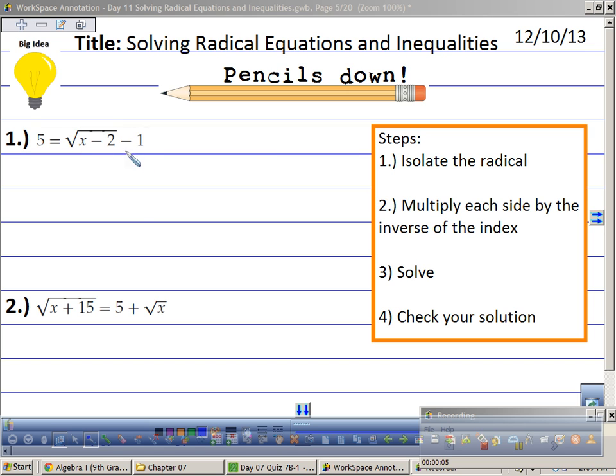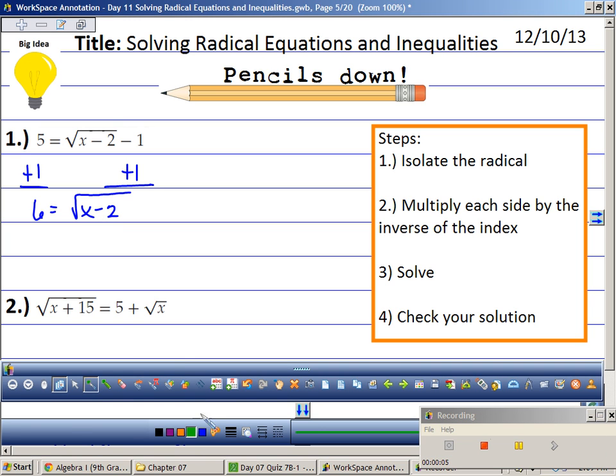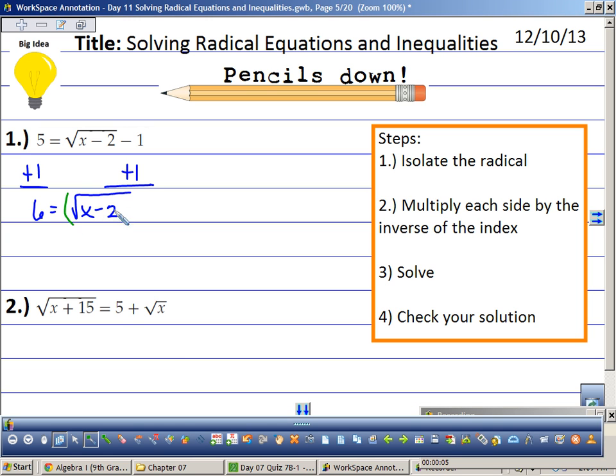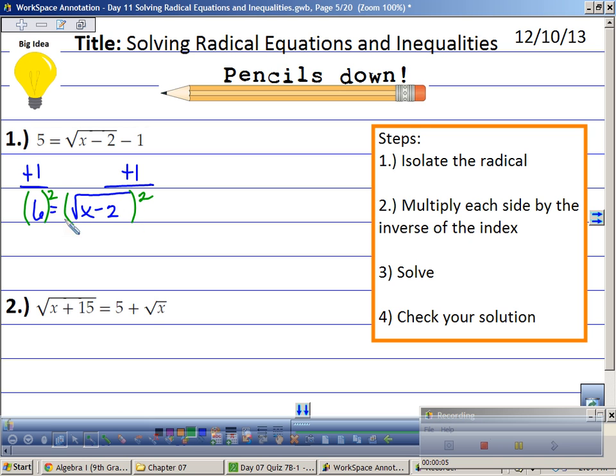In order to do this, I'm going to add 1 to both sides, which gives me 6 equals the square root of x minus 2. What is the inverse of the square root? Squaring, right? So if I square both sides of this, when did we do this? Do you remember? We did it when we were completing the square.